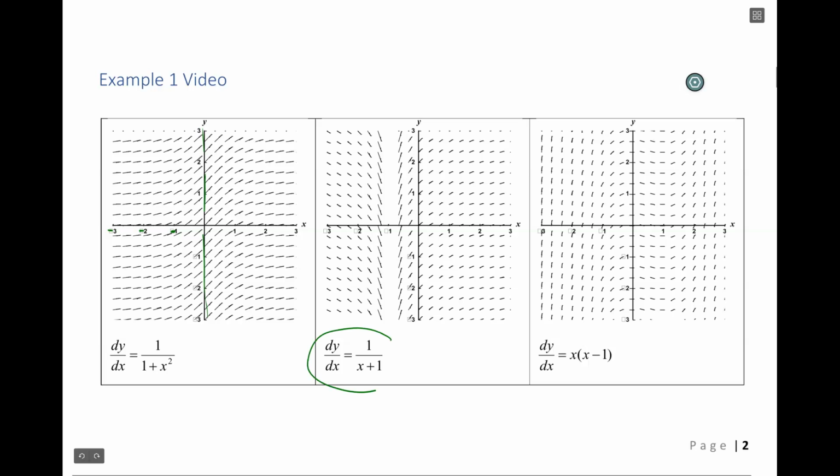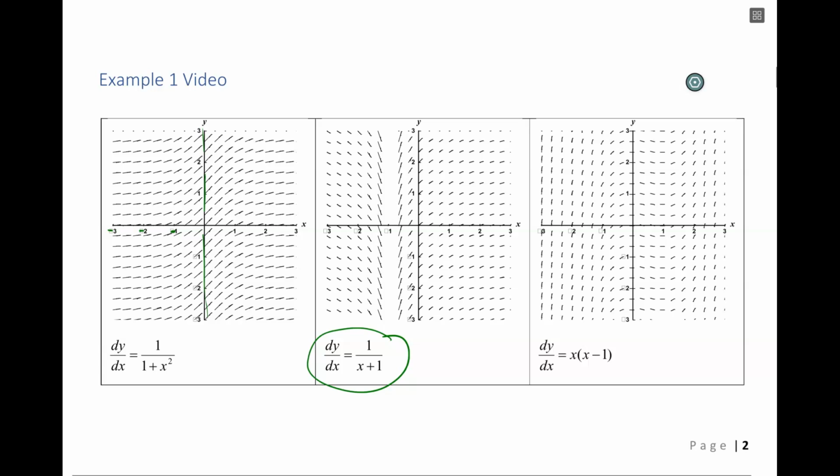On this second graph, just to mention a couple things there, I have a similar thing happening where the bigger x is, the smaller my slope is. So as I'm heading to the right, I see slopes getting flatter and flatter. Notice that when x is negative 1, my slope is undefined.